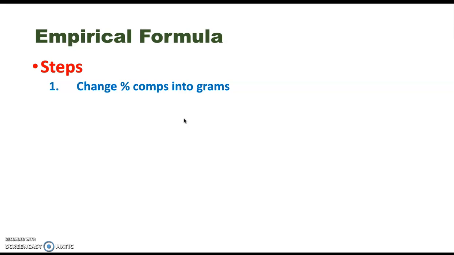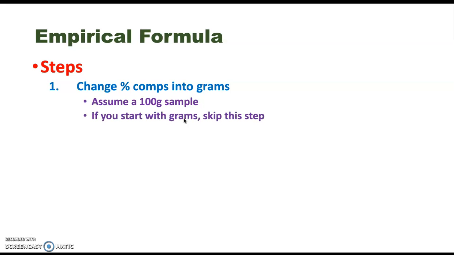So for the first step, you're given percentages. You just convert those percentage symbols into gram symbols. If you're already given grams, you just skip the first step. So you assume a 100 gram sample and you just convert the percentages to grams. We'll show you examples later. So again, if you start with grams, you skip this step.